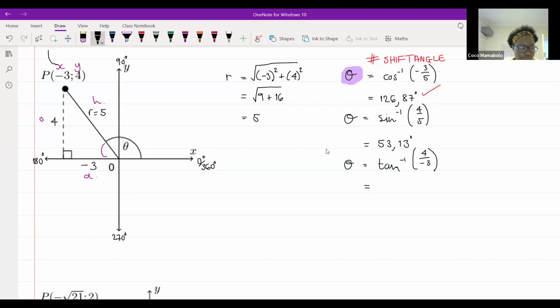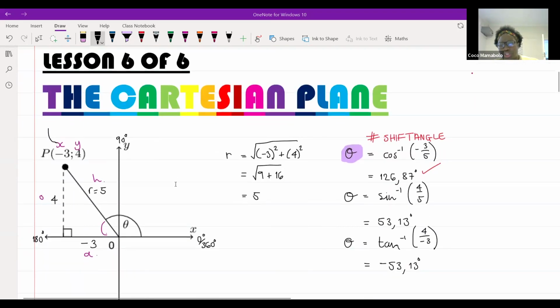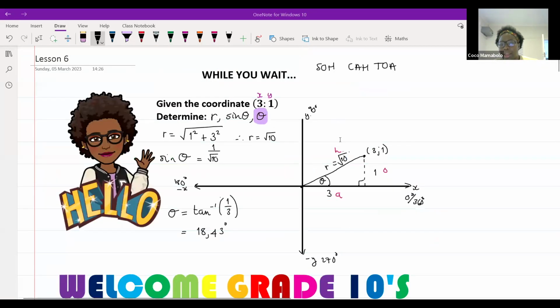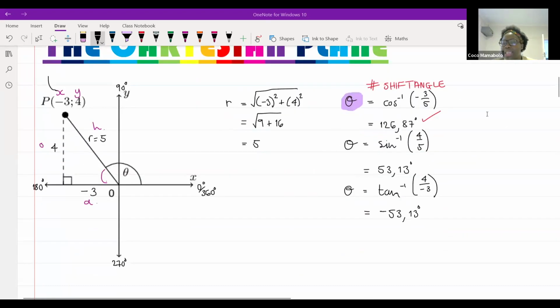-53,13. All right, so let's actually see what our calculator is doing here. Why do we have 3 different answers when in the other questions that we did, we all ended up with the same answer, right? When we did the first question, it doesn't matter whether you used sine, cos, or tan, you were going to end up with the same answer. So what exactly is happening with this question that we're getting all these different answers?